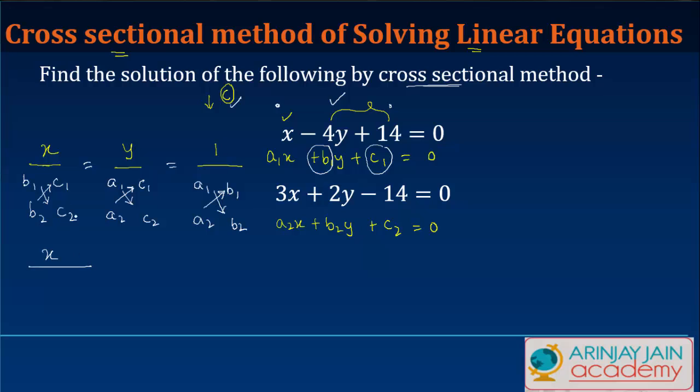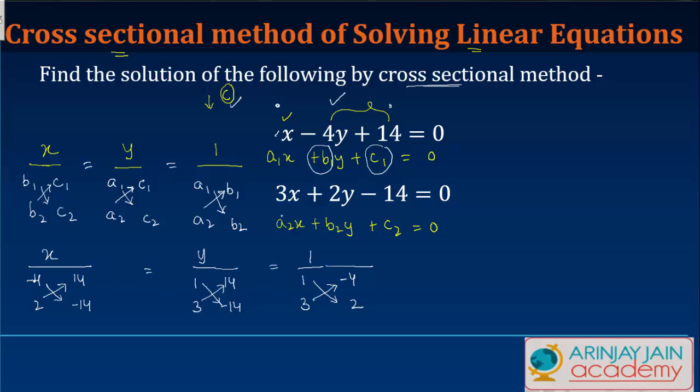So I write x upon b1. What is b1? b1 is equal to minus 4, c1 is equal to 14, b2 is equal to 2 and c2 is equal to minus 14. This equals y upon a1 a2, which is 1 and 3, and c1 c2, which is 14 and minus 14, which equals 1 upon a1 a2, which is 1 and 3, and b1 b2, which is minus 4 and 2. You do a cross multiplication of these numbers and then write these equations.